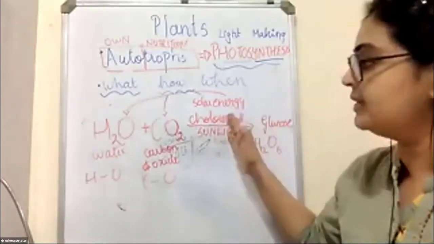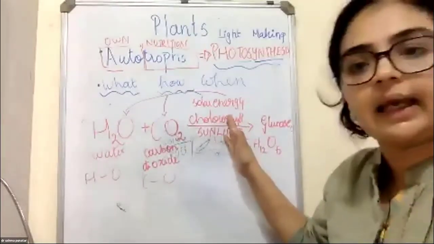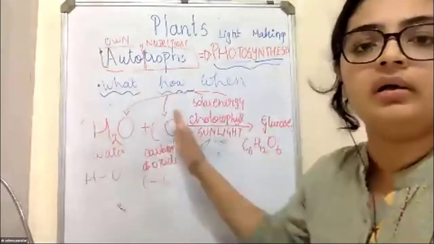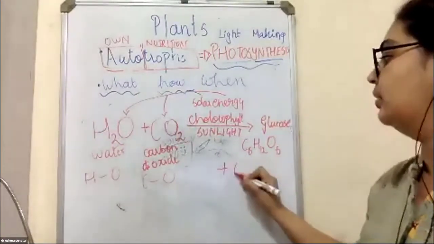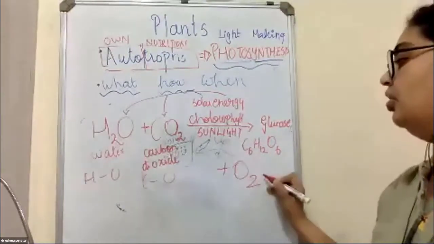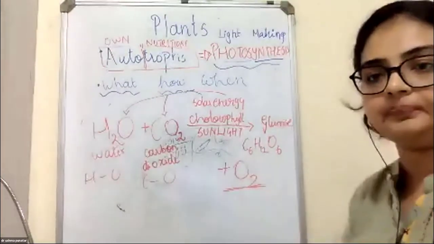Correct? Right? So now did you understand the importance of sunlight? Yes. So this sunlight is the one which is chemically converting water and carbon dioxide into glucose. And yes, the most important thing, releasing oxygen.